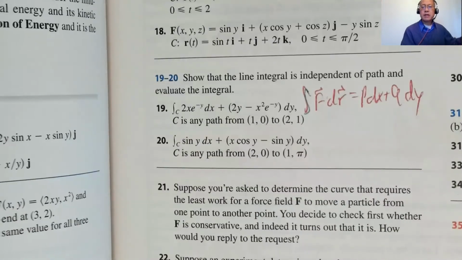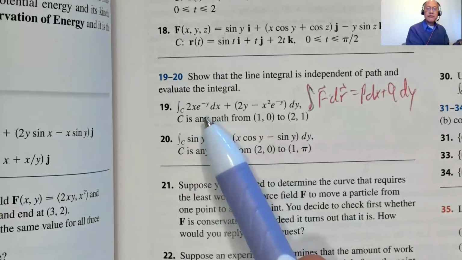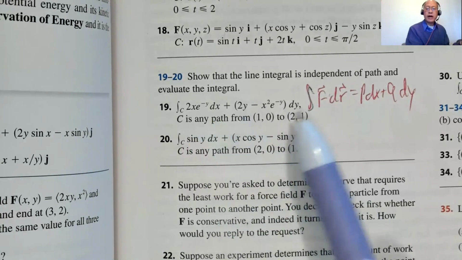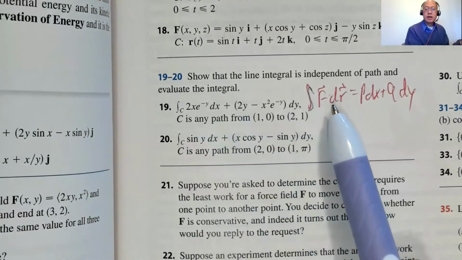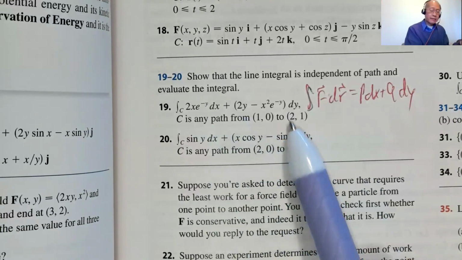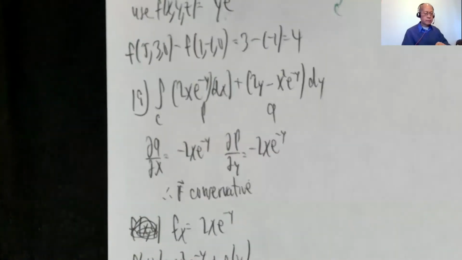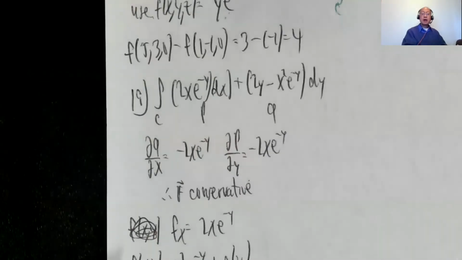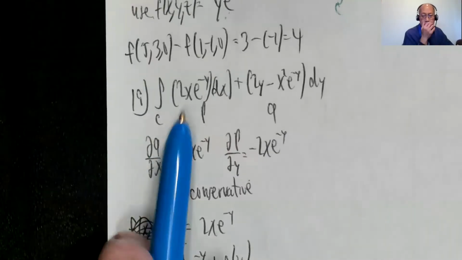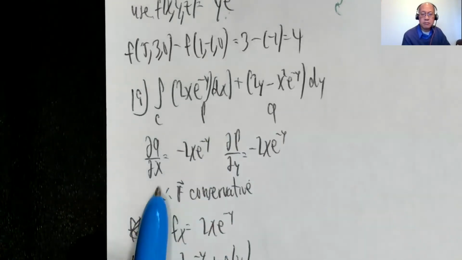So that the line integral is independent of path, evaluate the integral. So this is P dx plus Q dy, or F dot dr. Any path from 1, 0 to 2, 1. That means this better be conservative, because if it's not conservative, you won't be able to do it. All right, so this is P, that's Q. P dx plus Q dy, F dot dr.